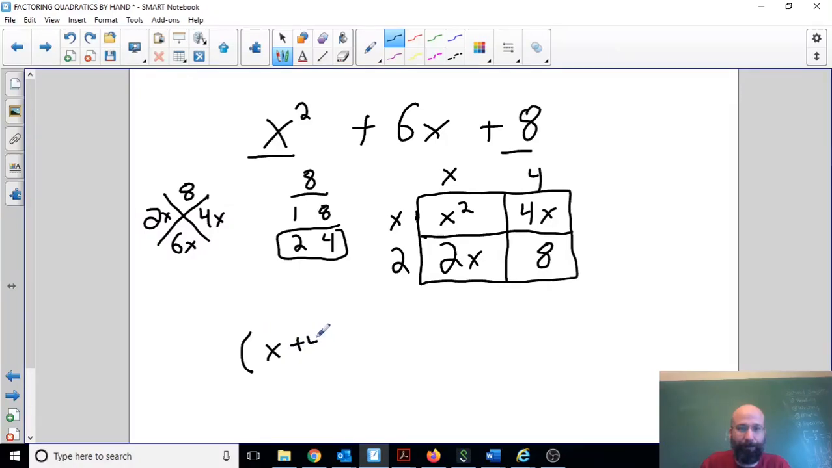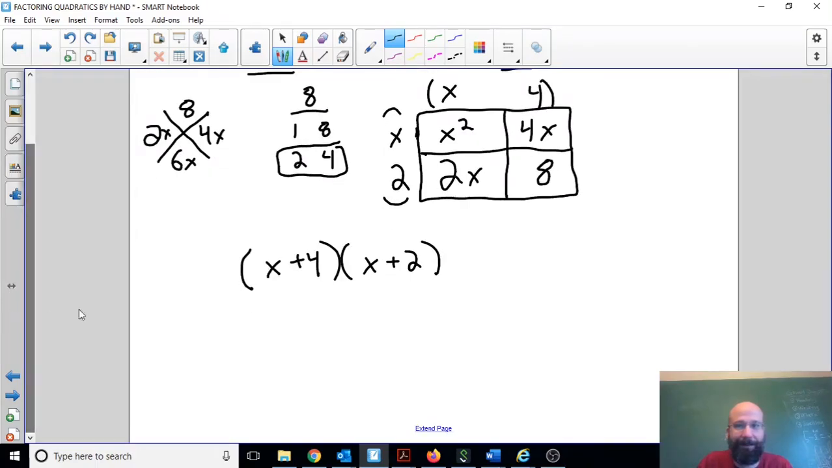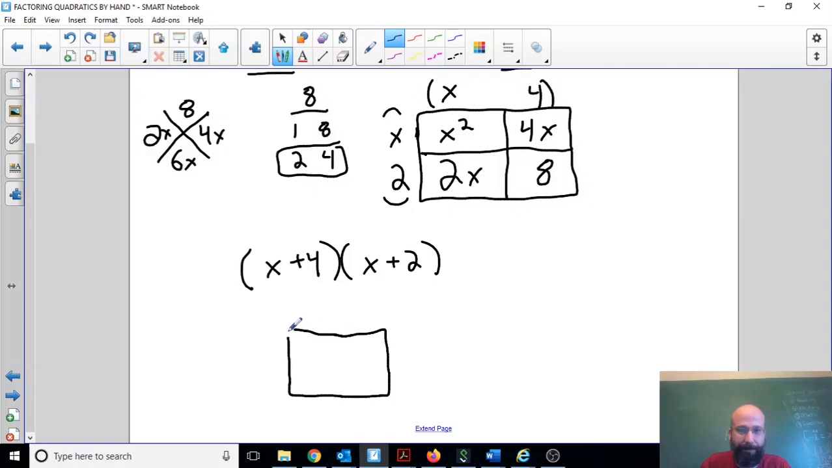You have x plus 4 and x plus 2. Right? They're these and these. Everything's positive. And now when I say check, what I want you to do is go down here and do the multiplication to make sure you get the same thing. I know it's a little redundant, especially if you use the box method, but I still want you to do it for the practice.